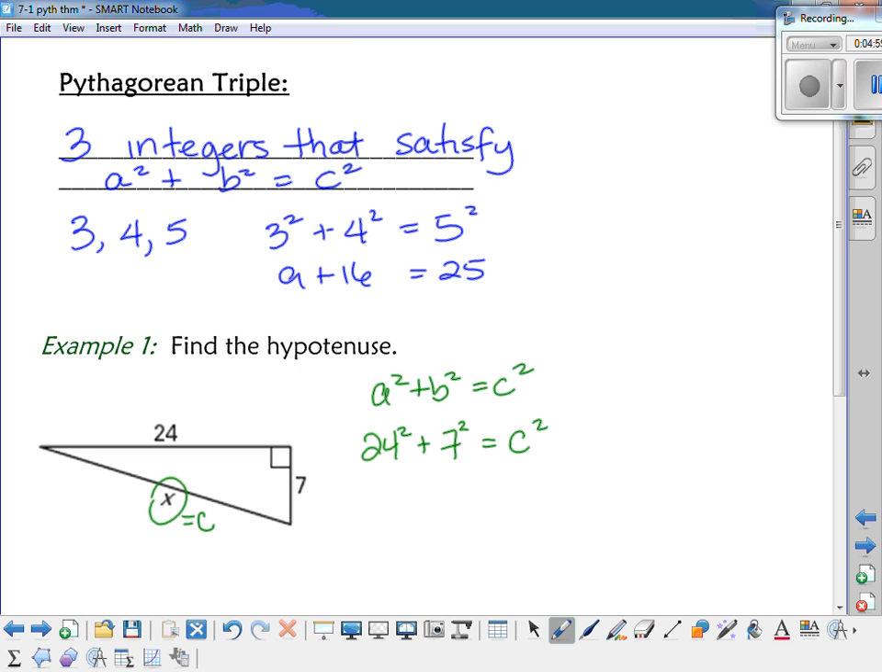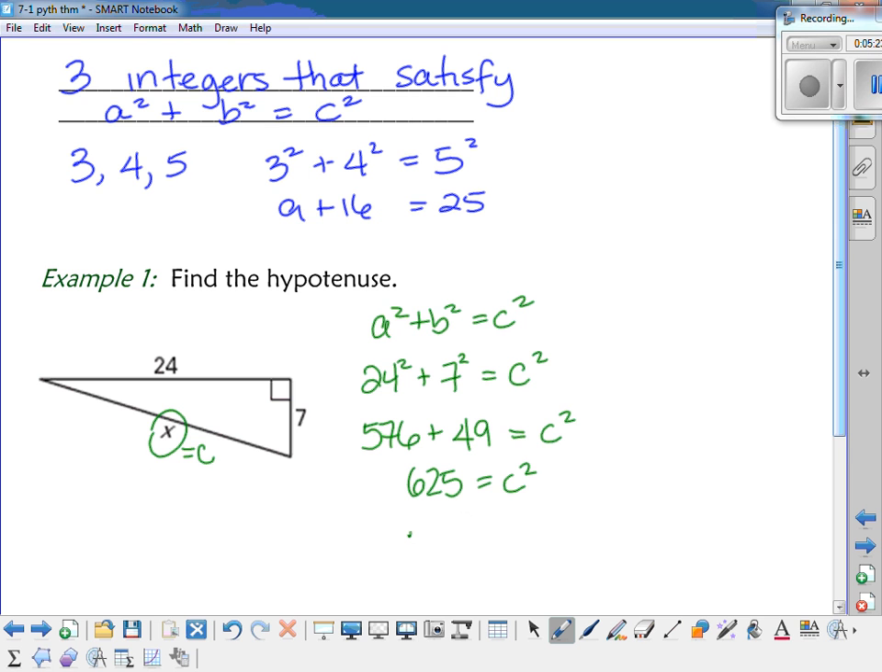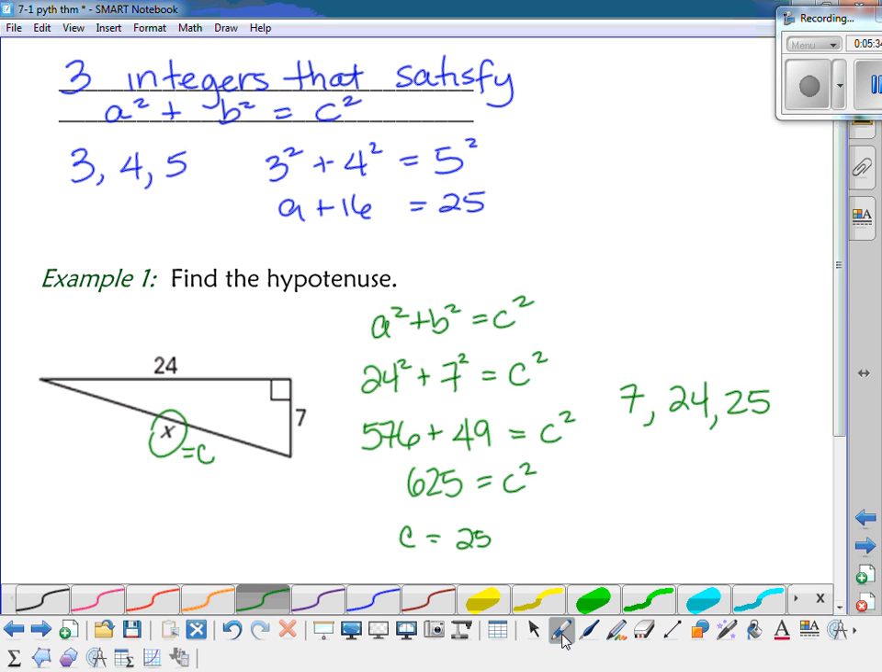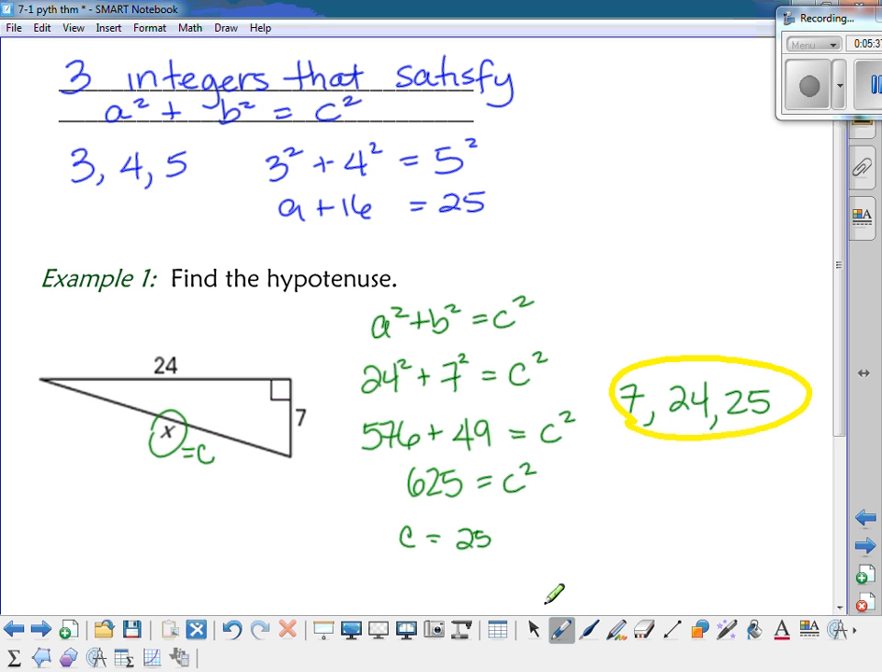Addition is commutative, okay? So 24 squared comes out to 576, and 7 squared is 49. When I add those together, I get 625. So I know it's going to end in a 5, right? Do you think it's 15 or 25? It's 25. So C equals 25. Now because C came out to an integer, I have another triple: 7, 24, 25. That's a new triple right there. So now we've got 2 so far.